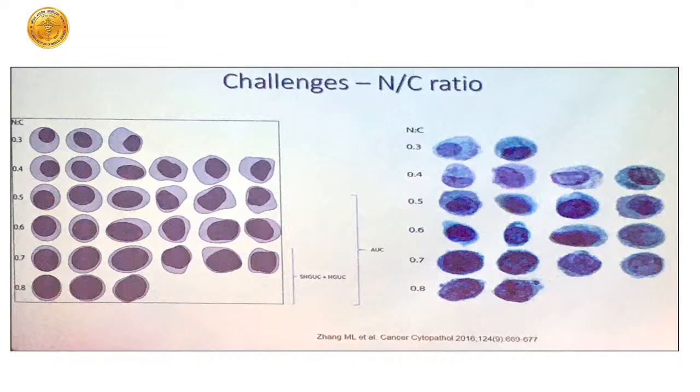All of this is done by eyeballing. There is no measurement here. So Zhang et al., they've given a visual analog sort of a thing and they've said this is the NC ratio when they say suspicious for high-grade urothelial carcinoma. So 0.5, more than 0.5 to 0.7, right? Just look at this. So 0.4 here, 0.5. So more than 0.5, we said it was AUC or atypia in urothelial cells. When we come to 0.7, that is more than 70% of the cellular area is occupied by the nucleus, we are moving to the high-grade categories. Next slide, please.